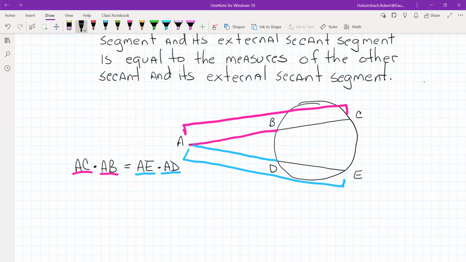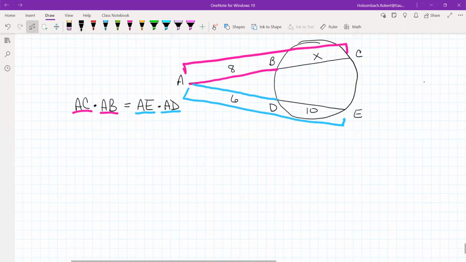So if we add some values here and we make AB equal to 8 and then BC equal to x, AD equal to 6, and DE equal to 10. And if we have to solve for x here, then it's the whole piece. Now in this case, what's this whole piece going to be equal to? It's going to be equal to x plus 8, right? Whatever x is plus 8 gives us AC.